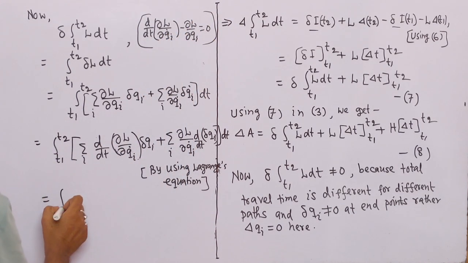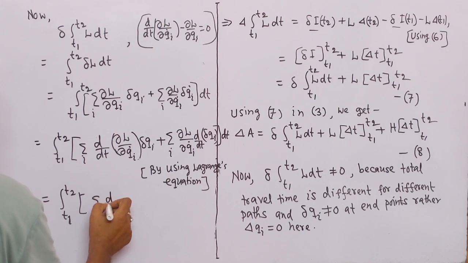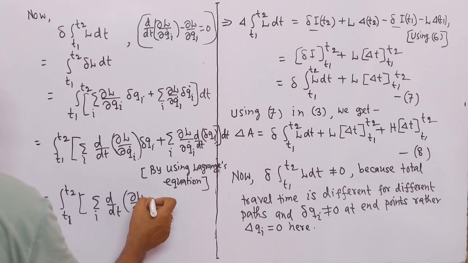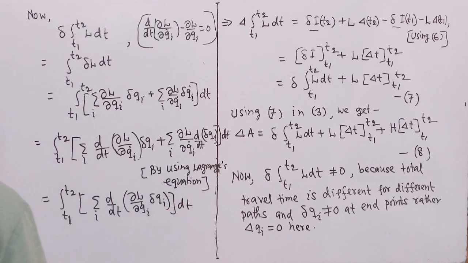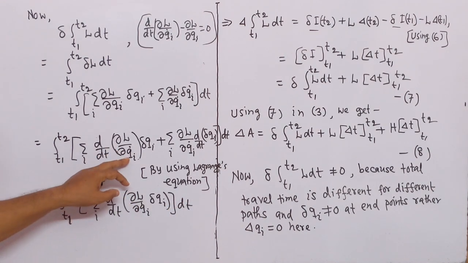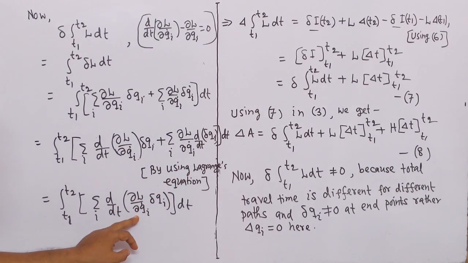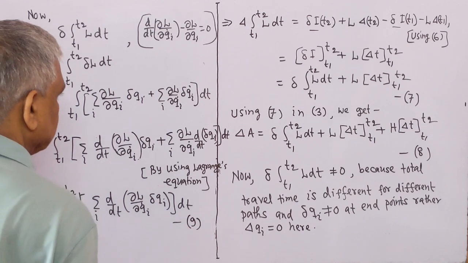and we get this equal to integration limit t1 to t2 here sigma I, we may take this as a single term d by dt partial derivative of L with respect to qi dot delta qi dt, because firstly we differentiate this term and we get this, and this remains constant, and secondly we take constant this term, first term, and differentiation of the second with respect to t, we get this. Let this is number 9.